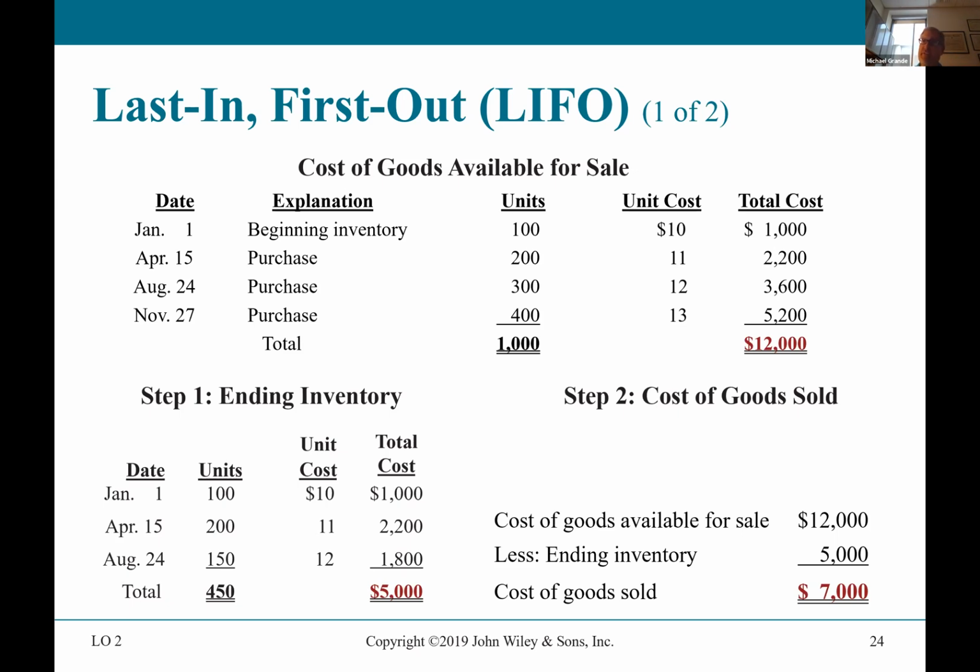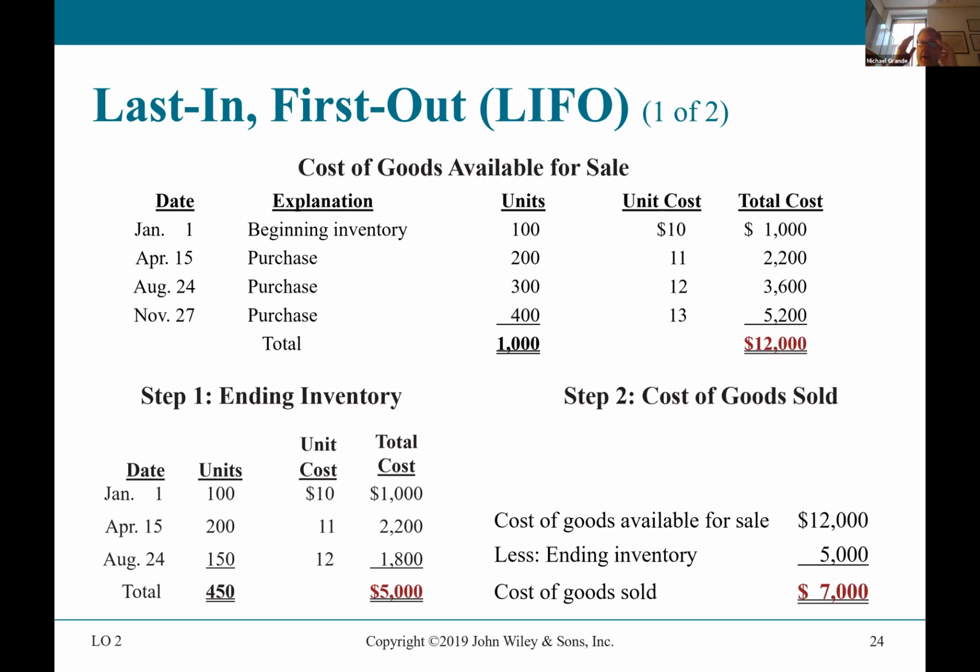So I need 450 units. I go to that very first layer, the beginning inventory. There's 100 there at $10 for $1,000. I've got to get the 450, so I go to the second layer on April 15th. There's 200 units there at $11. So I've accounted for 300. I still need 150 more. So I go to that August 24th layer and take only 150 there at $12 for $1,800. So the ending inventory totals to be $5,000.